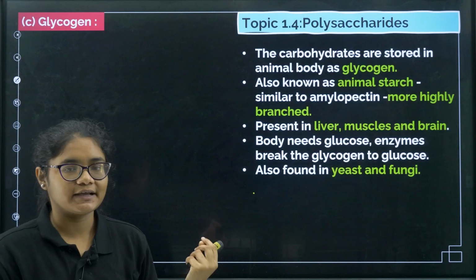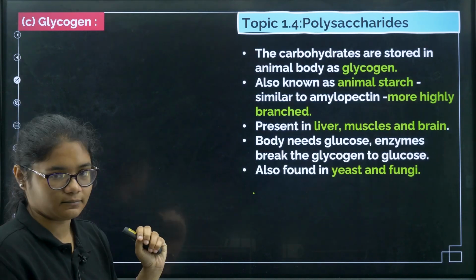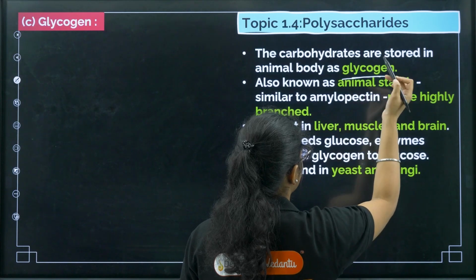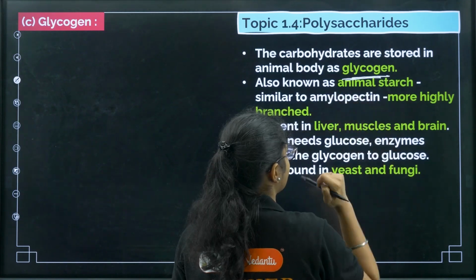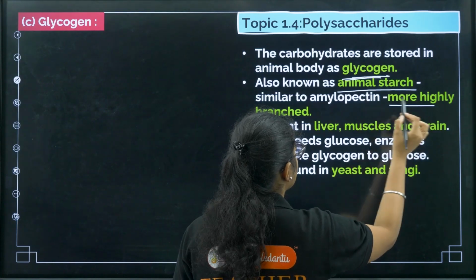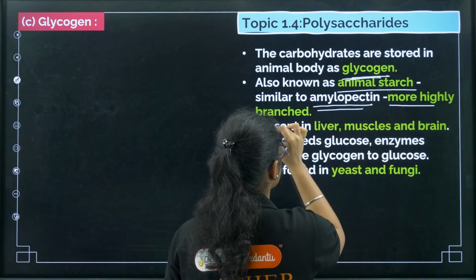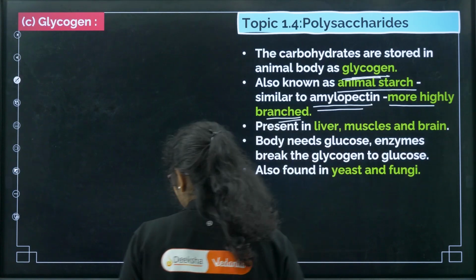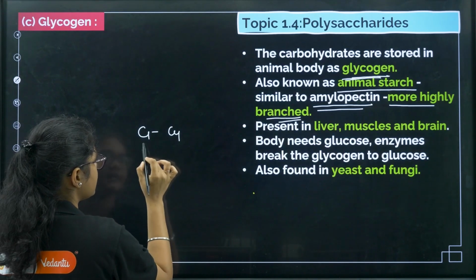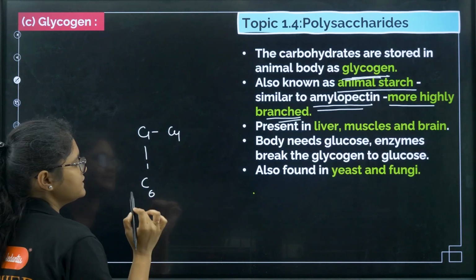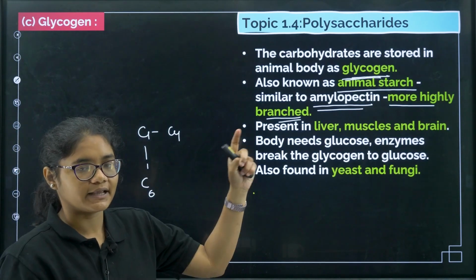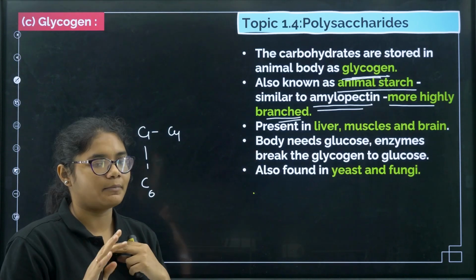Next, coming to polysaccharides, the next one is glycogen. What is its use? Animal energy is stored in the form of glycogen. It is also known as animal starch. The structure is similar to amylopectin, but it is more highly branched. That means it has C1-C4 linkages and the branching occurs at C1-C6, but this branching is more frequent and more intense in glycogen as compared to amylopectin.